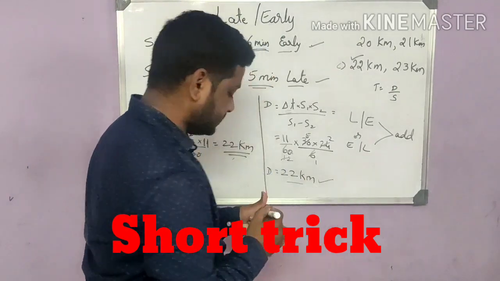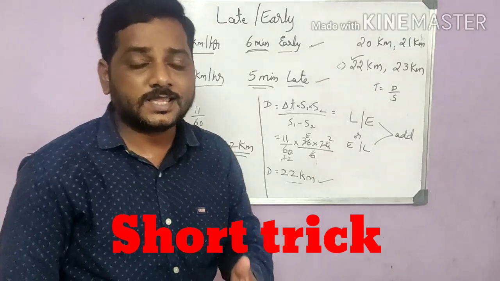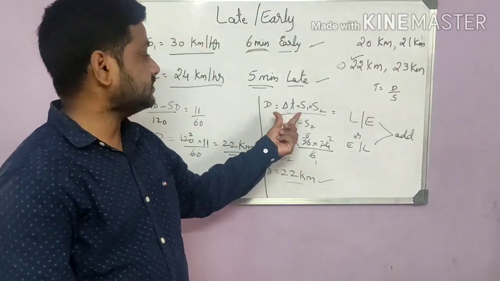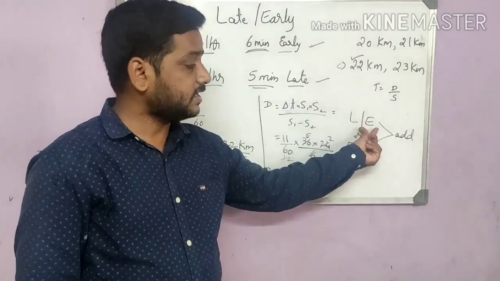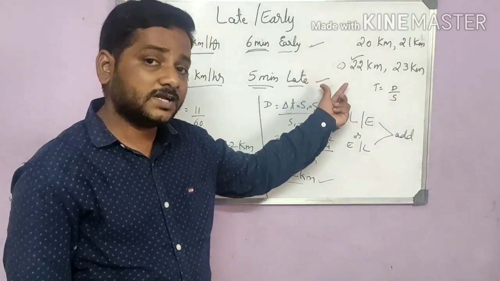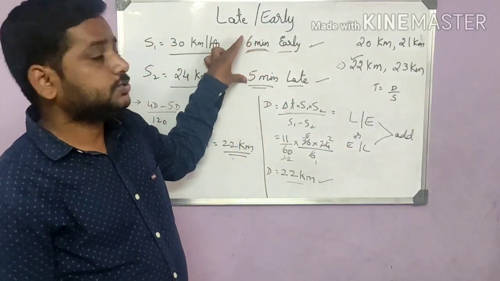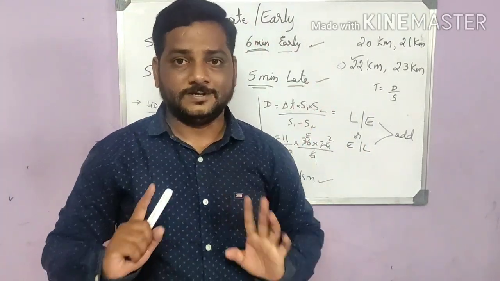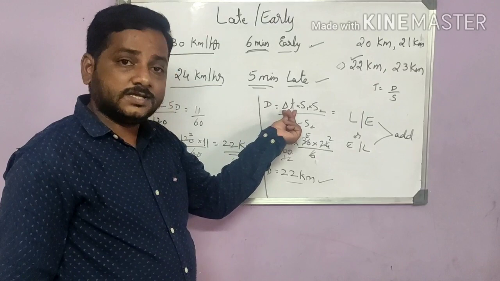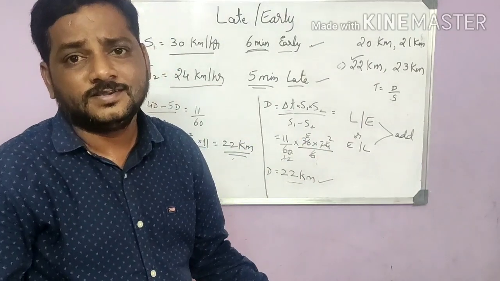So within just a fraction of seconds, I have just taken a little time because this is the first problem. You can just write this formula and identify whether we have late and early, early and late, late and late, or early and early. Based on that condition, this time has to be added or subtracted. Then include that here and substitute it. We get the answer. It's very simple.